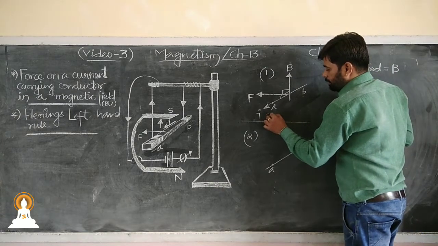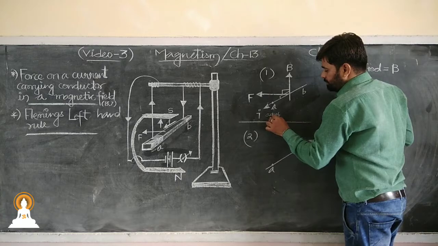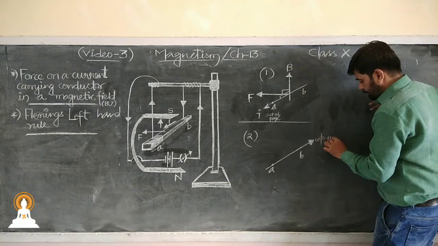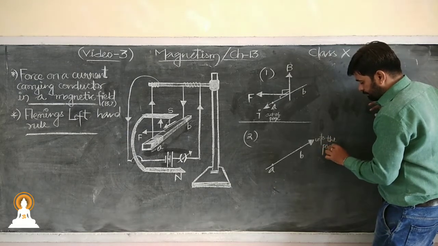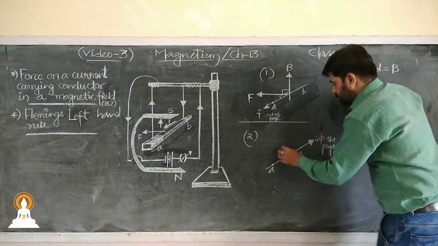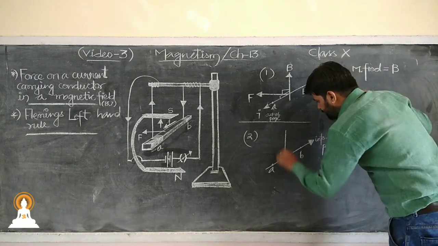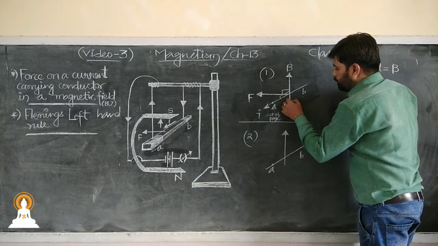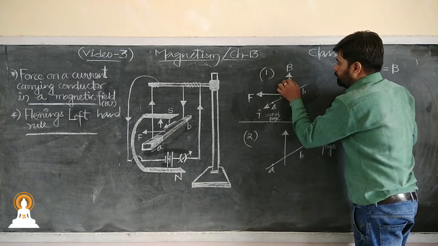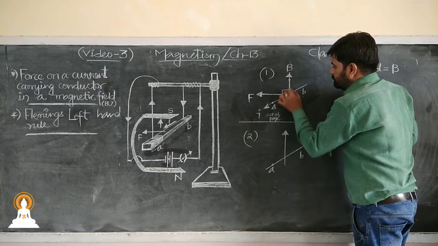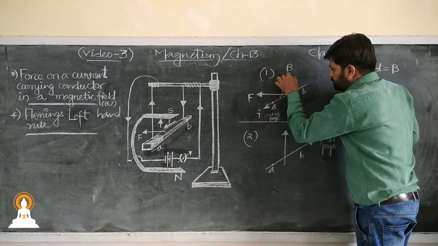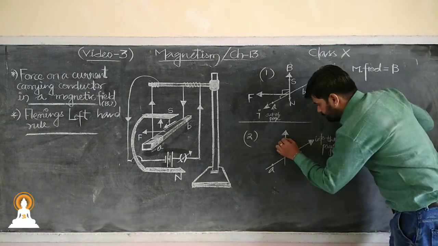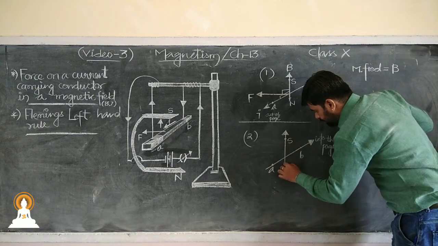Out of page. Out of page, and here it is what? Into the page. Into the page. Yes. Okay, now see, the magnetic field we did not change. Magnetic field is as it is. That magnetic field is from north to south. Just for our convenience, I had written north to south here also, so that will be the south and that will be the north.